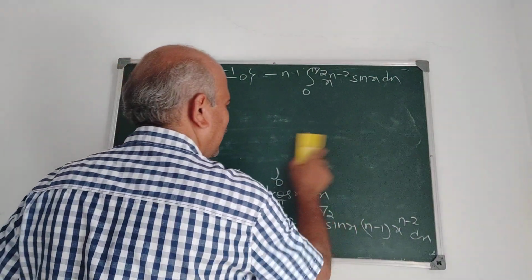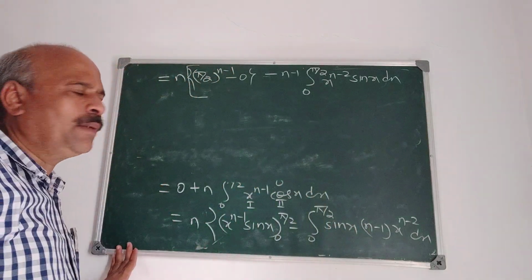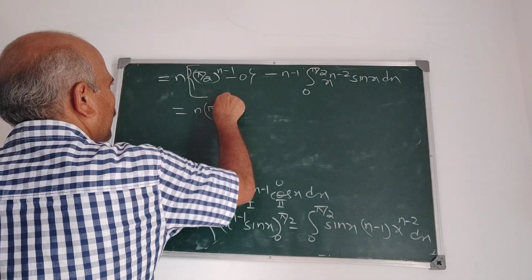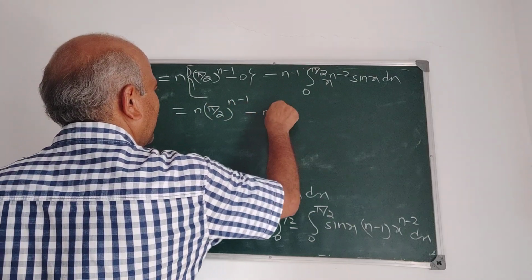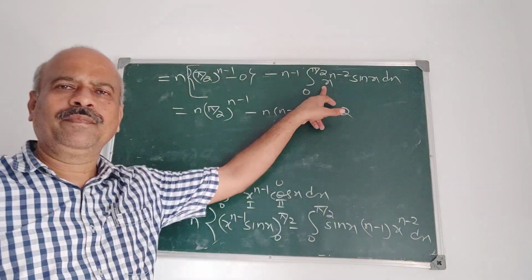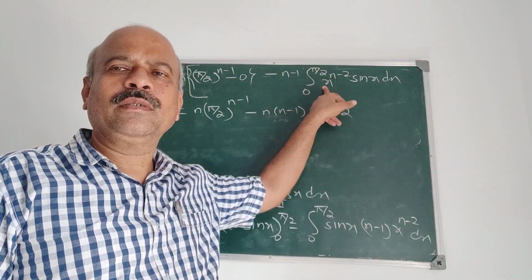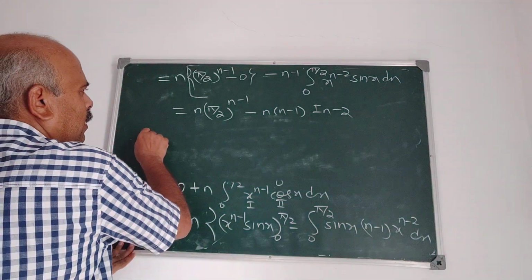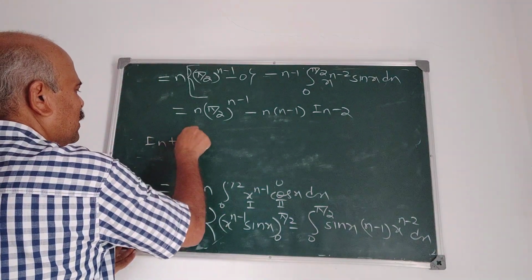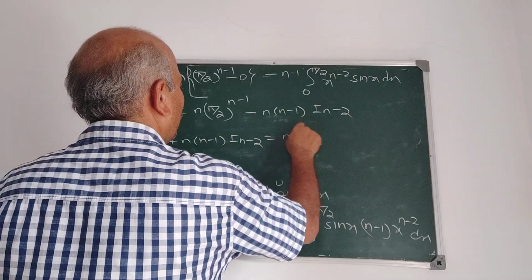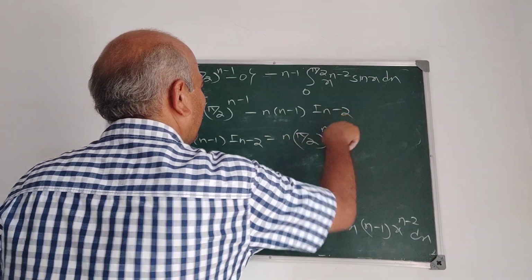I finish in the next 2-3 steps here. It will be completed. It is n into (pi by 2) raised to n minus 1, minus n into n minus 1, which is I_(n-2) in terms of our notation. Correct? Therefore, I_n plus n into n minus 1 I_(n-2) is n into (pi by 2) raised to n minus 1.